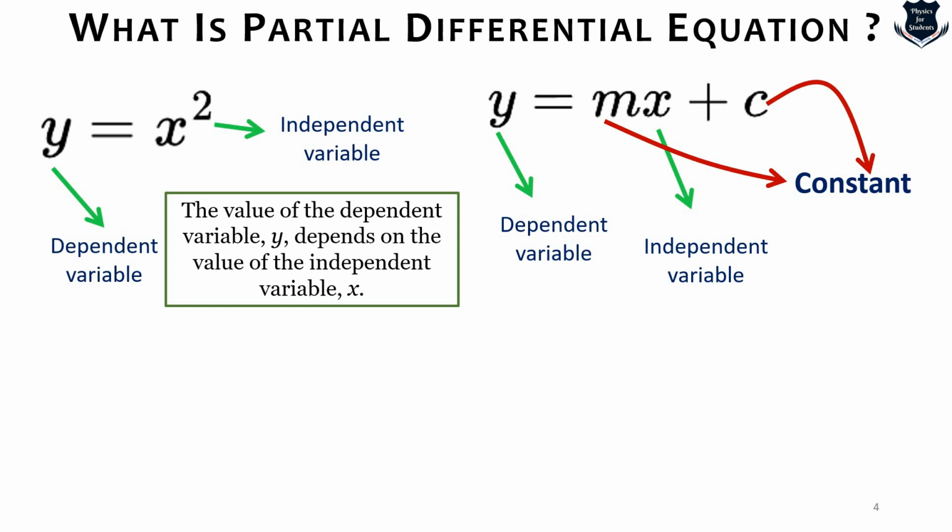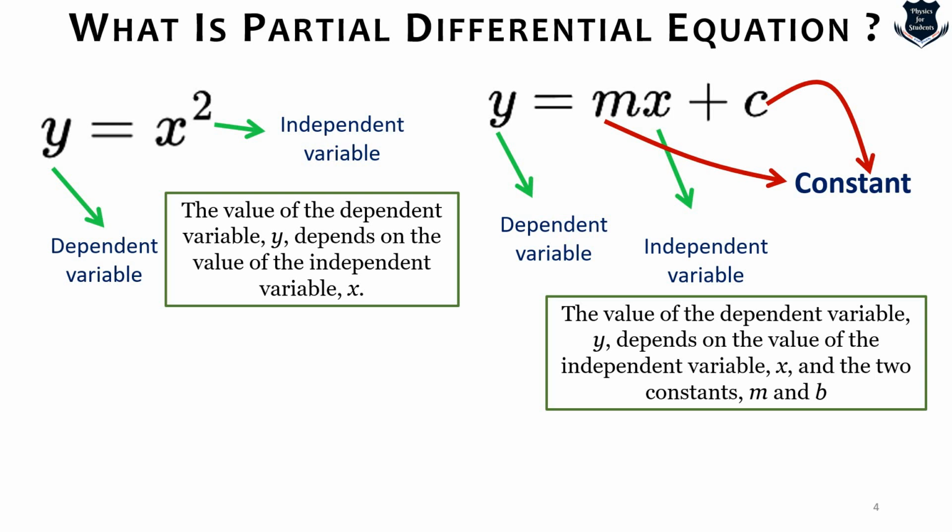So equations with one independent variable can be linear or non-linear. Linear equations are equations in which the dependent variable is proportional to the independent variable. Now you can see in this equation y equals mx, the value of the dependent variable y depends on the value of the independent variable x, and there are two constants, m and c.